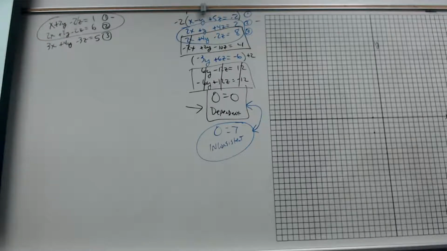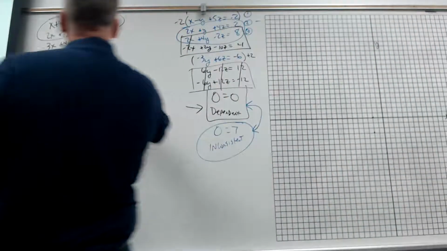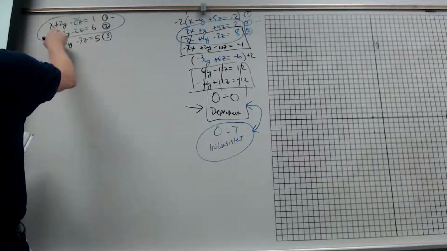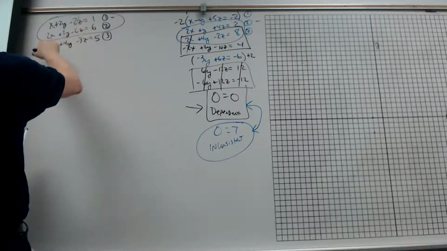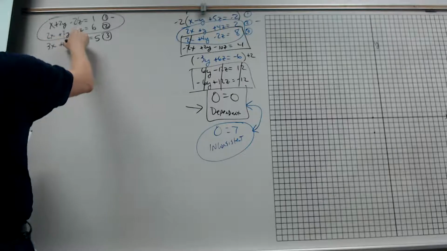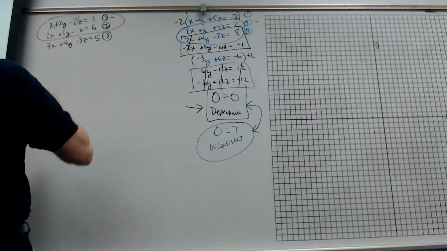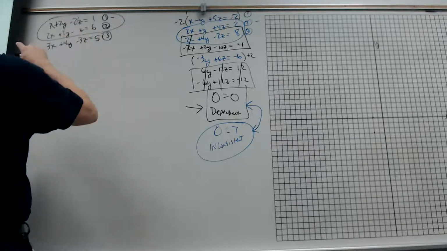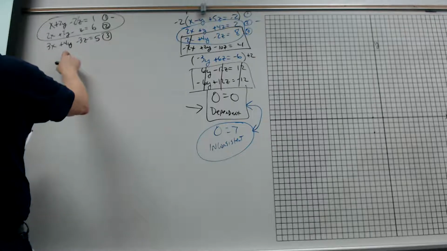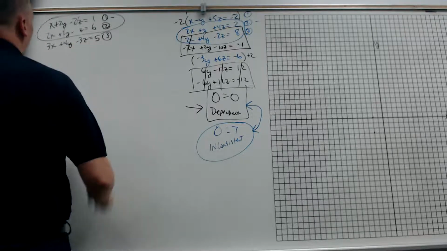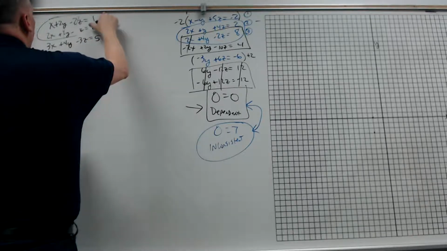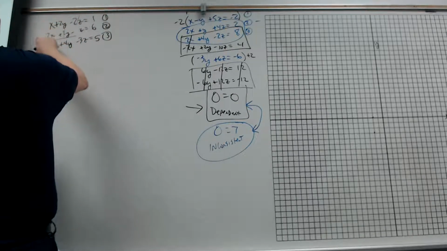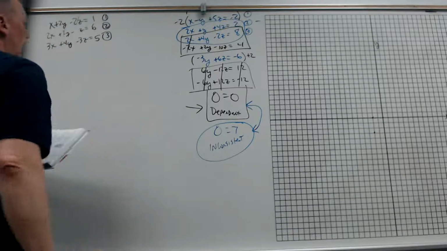All right, so what if x plus 2y minus 2z equals 1, 2x plus 2y, this is supposed to be a minus z equals 6, and this is supposed to be 3x plus 4y minus 3z equals 5, okay? So I'm going to erase this. All right.